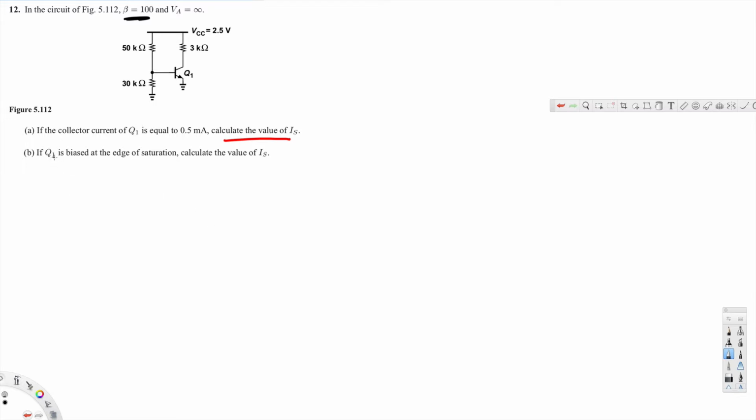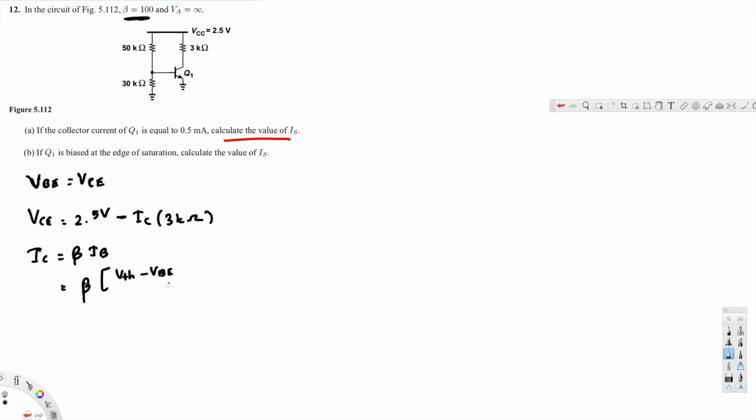If it's biased at the edge of saturation, it means VBE is equal to VCE. Here we can find the VCE using this formula. VCE is equal to 2.5 volts minus, because that is VCC minus IC times RC, and RC is 3 kilo ohm. Instead of IC we can plug in this one: IC is equal to beta IB, and instead of IB we can plug in this equation, beta times Vthevenin minus VBE divided by R Thevenin.